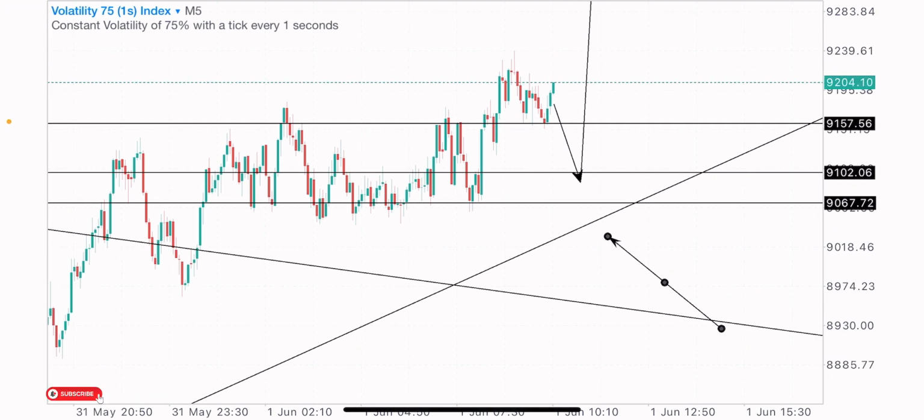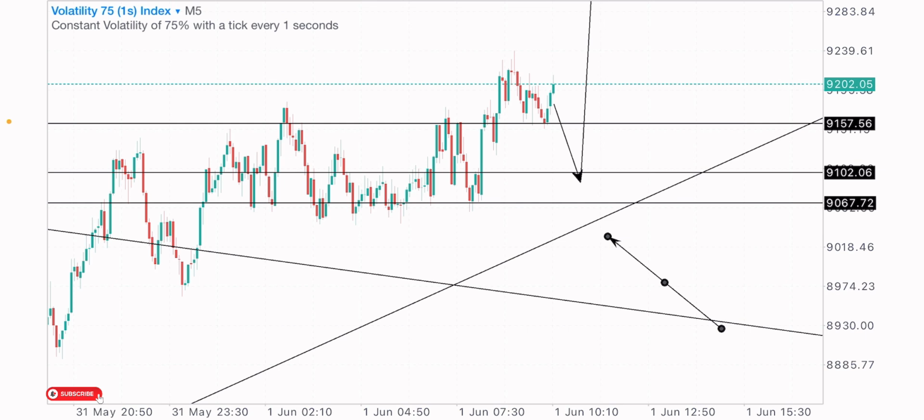Basically, always do well to wait for price to get to your zones, a level or zone that aligns with your market approach, your trading strategy, or whatsoever way you approach the market.